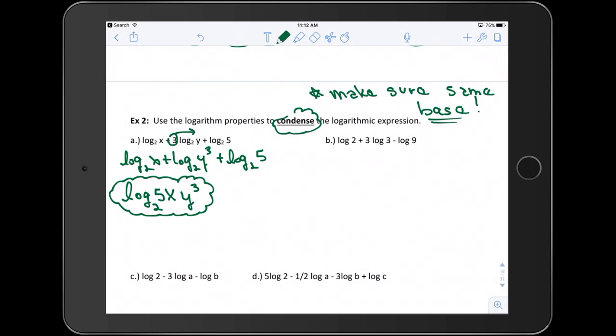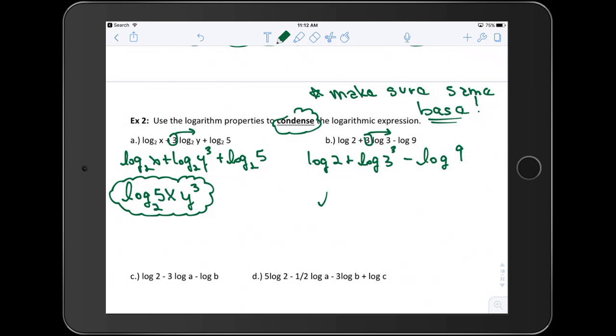So if you're like, okay, I think I got this, let me show you this example, letter B. I'm looking across and I see there's a 3 here. I'm going to bring that up. There's no other exponents. So I have log 2 plus log 3 cubed. Now you're going to see why I did a lot of common logs, because then you don't have to keep writing the bases. Minus log 9. Now, everything with addition is going to be in the numerator as multiplication. Everything else is going to be division or in the denominator.